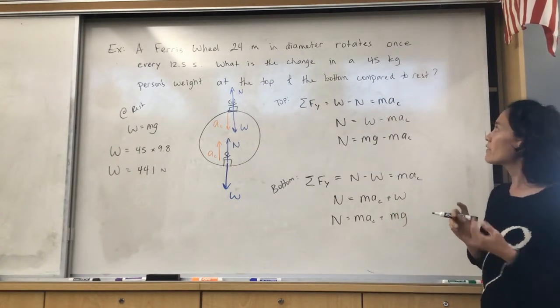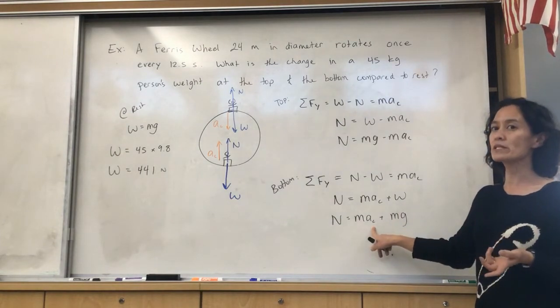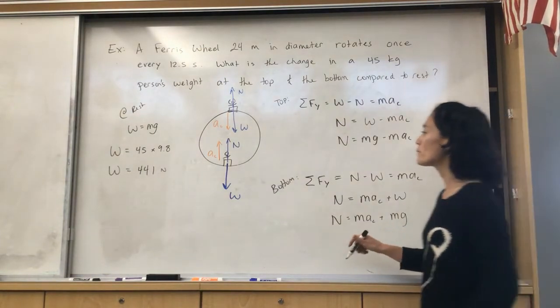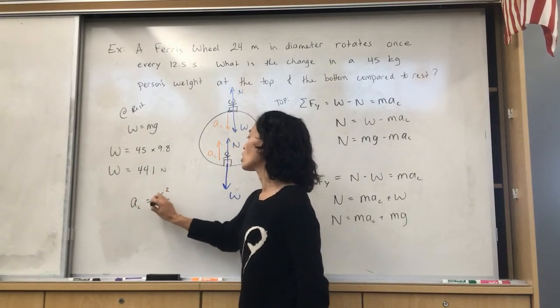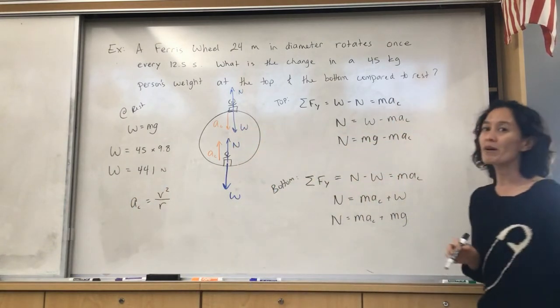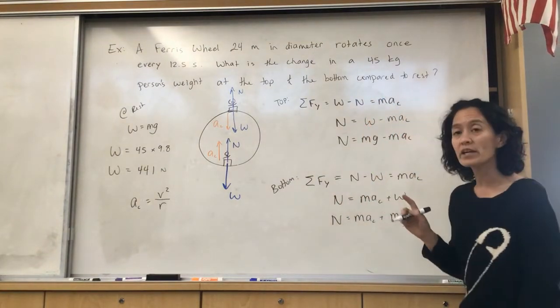Okay, and I have my mass. I know what gravity is. I've got to figure out what a_c is. What is the centripetal acceleration? And so remember that centripetal acceleration is equal to v squared over r. So I need to figure out what my velocity is. And we are told the period of rotation.